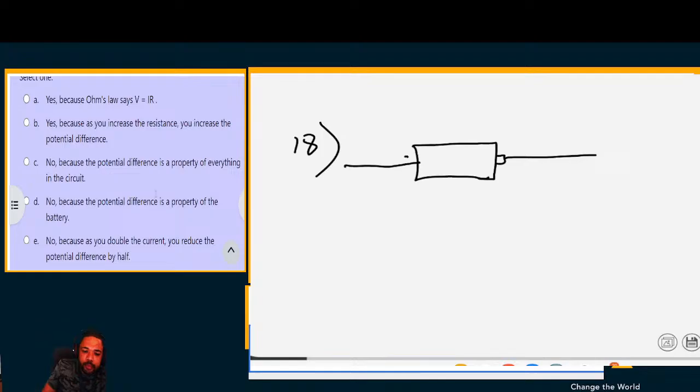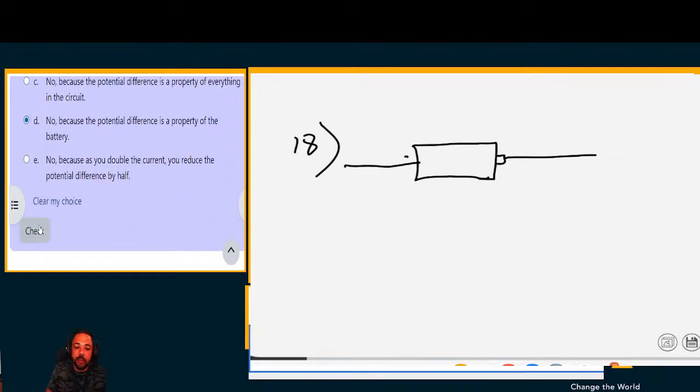So the answer should be no, it will not double, because the potential difference is a property of the battery itself. The potential difference is a property of the battery itself. And the reason we say that is because every battery has its own internal resistance.